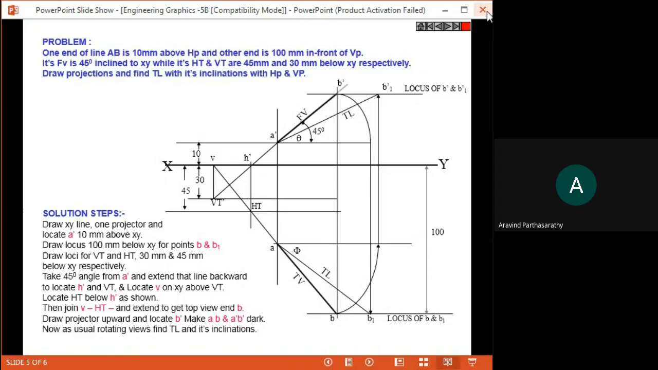I hope in today's class you understood about the vertical trace and horizontal trace. അതിന്റെ 2-3 പ്രോബ്ലംസ് കൂടെ നിങ്ങൾ എന്തായാലും നോക്കിയിരിക്കണം.